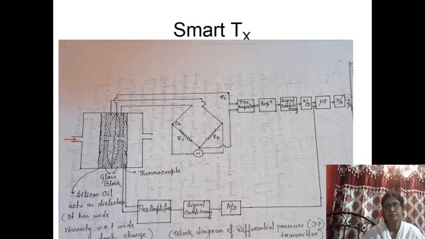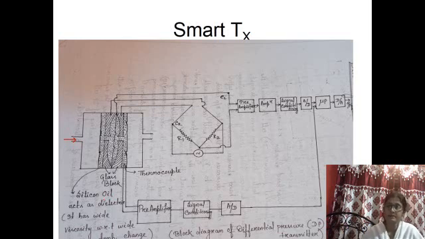That's all about transmitter system. So we have electronic transmitter, electrical type transmitter, pneumatic transmitter. Nowadays mostly transmitters are smart transmitters. And why is it called smart?